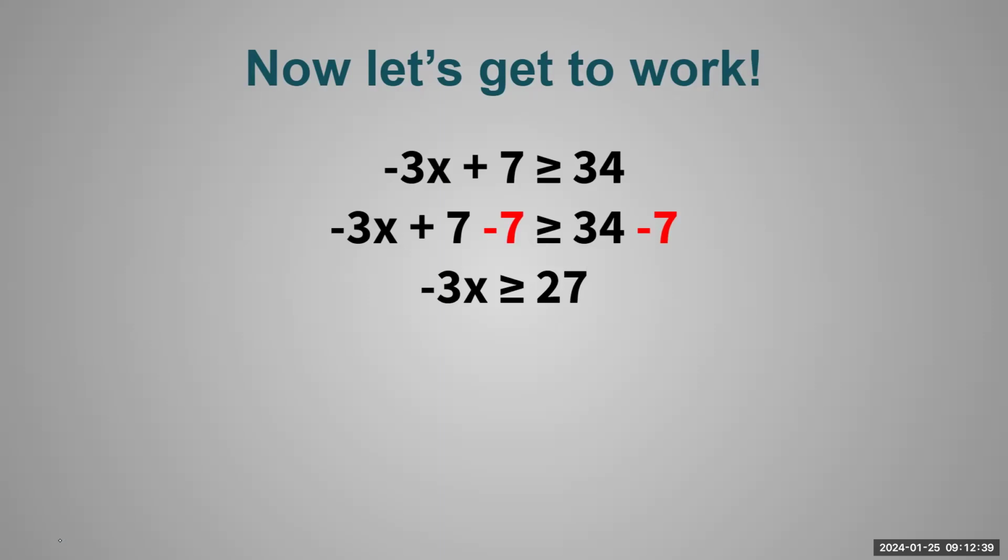So the next step that we can use, a shortcut that we can just memorize, is to divide both remaining terms by the leading coefficient of negative 3. We're going to be left with x on one side. We're going to have to remember to flip that inequality, and negative 27 divided by negative 3 is going to result in negative 9.